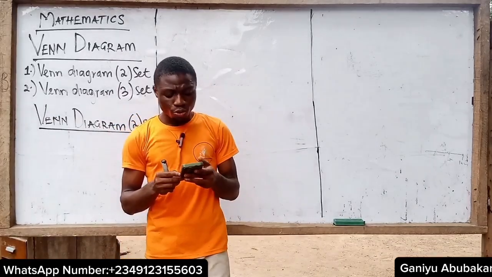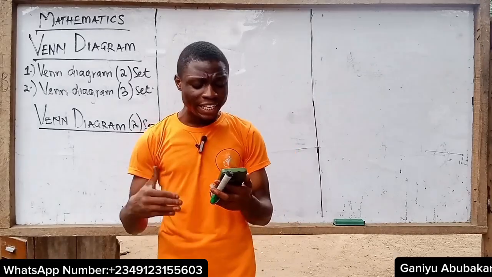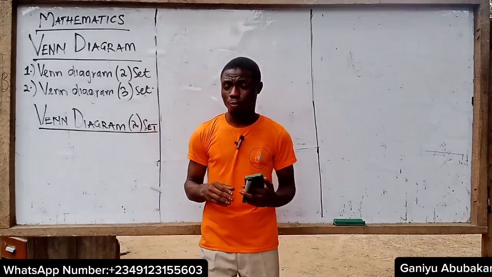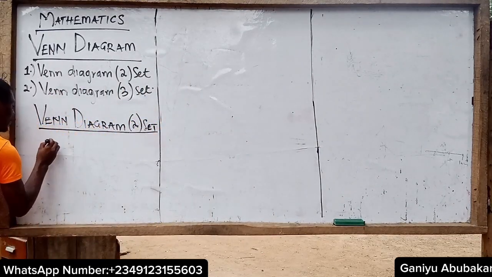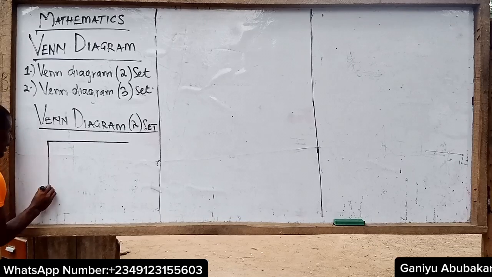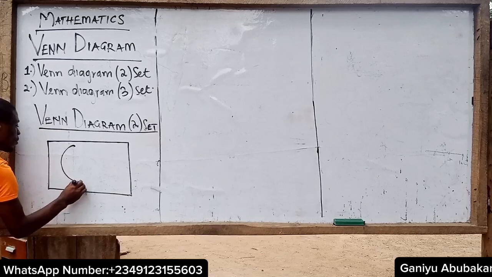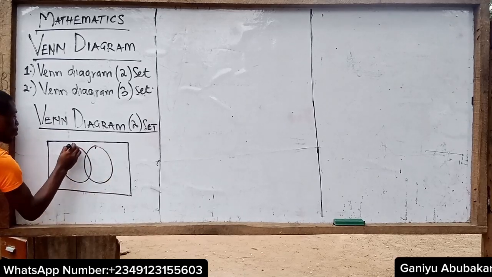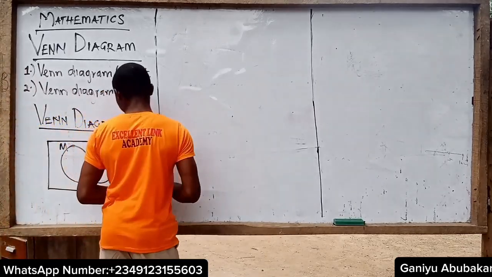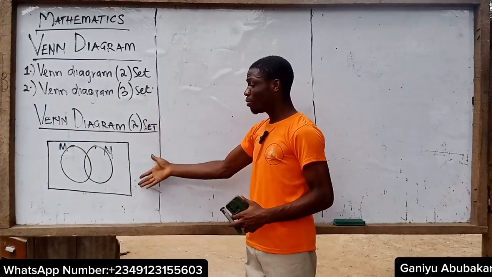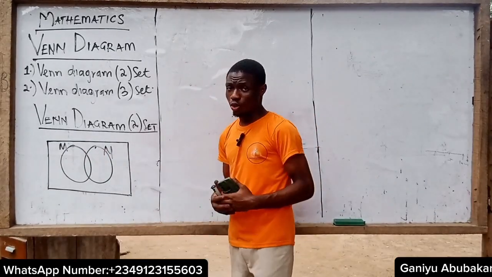All right, when it comes to the Venn diagram for two sets, note the following. The modern Venn diagram for two sets is given below. Please draw this diagram. Let's call this one M and this one N. Let's say you're having two sets, set M and set N. The diagram becomes something of this nature, as you can see.